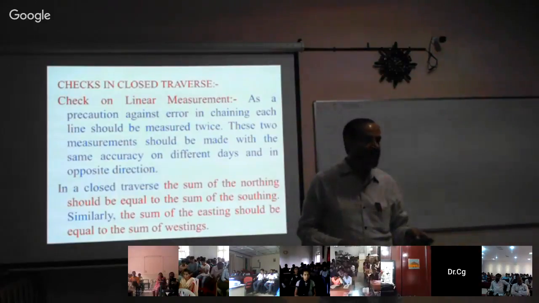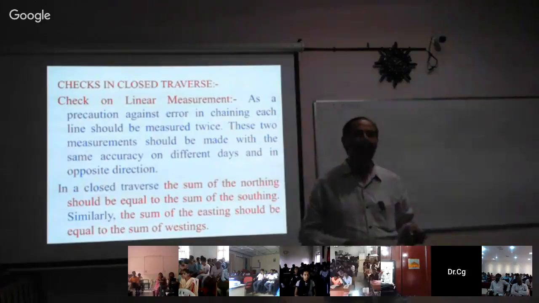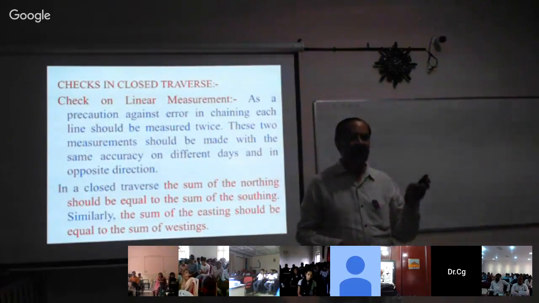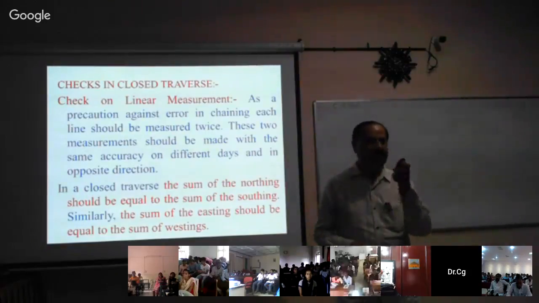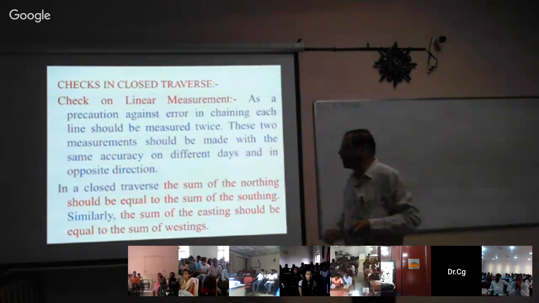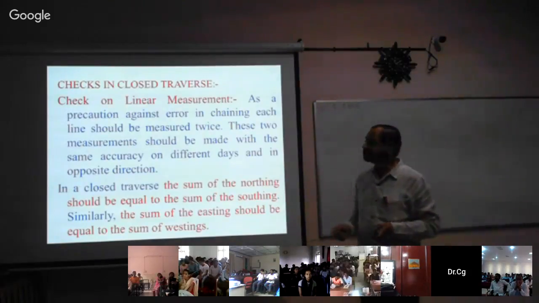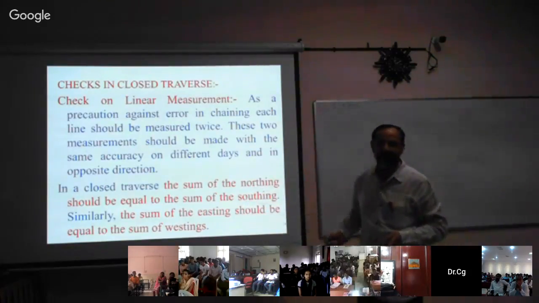This is what we are applying in all problems, to find the closing error, isn't it? Closing error also in the omitted measurements. If you want to find out the closing error, we need to apply this method.